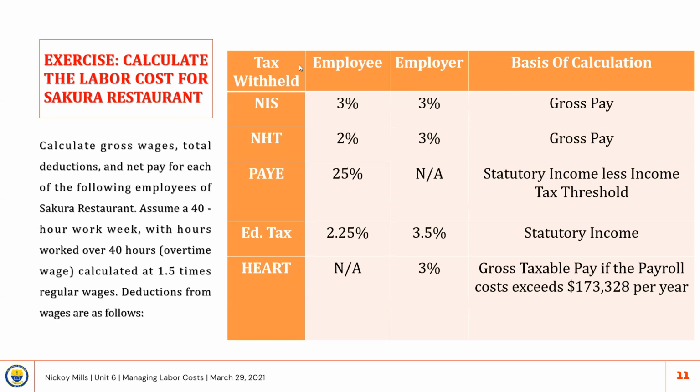You have PAYE, which is 25% of the employee's statutory income less the income tax threshold. The employer doesn't pay PAYE. You have education tax, which is 2.5% of the employee's statutory income, and the employer will pay 3.5%. Then you have HRACC contribution. Employees don't pay HRACC contributions, but the employer will pay 3%.